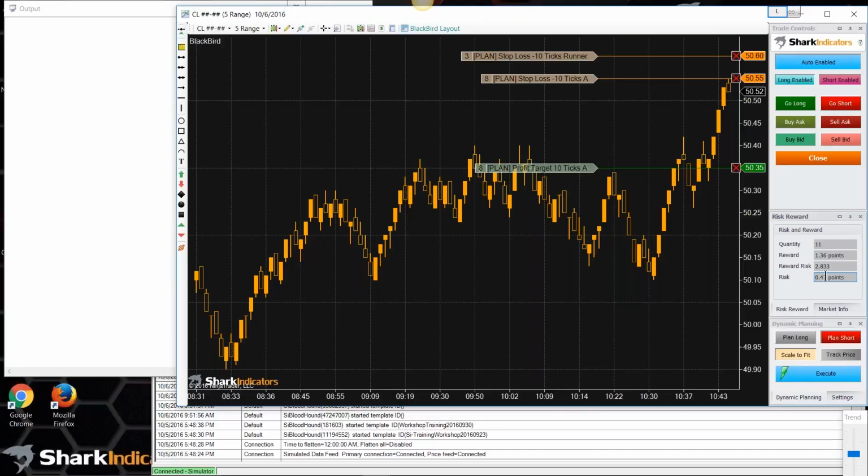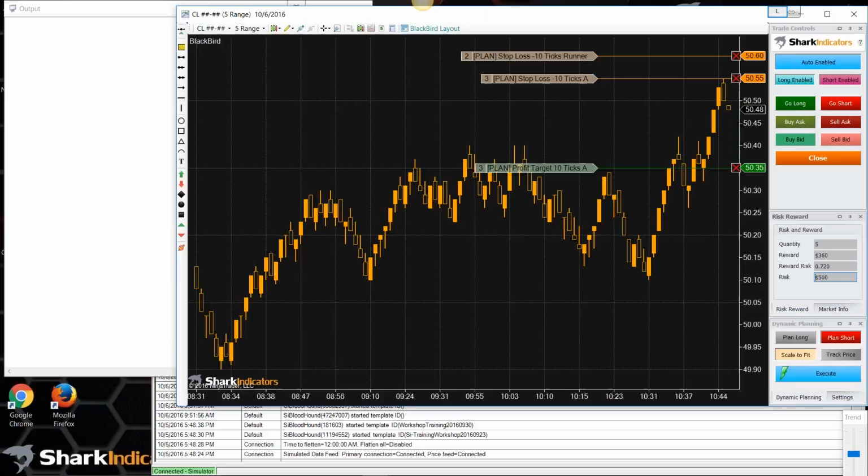So if we look at our risk, I can click on this window here, and it'll toggle between units. It can show me my risk in ticks, it can show me my risk in points, or it can show me my risk in dollar amounts. And so as price gets closer to my stop losses or further away, right, that changes my risk.